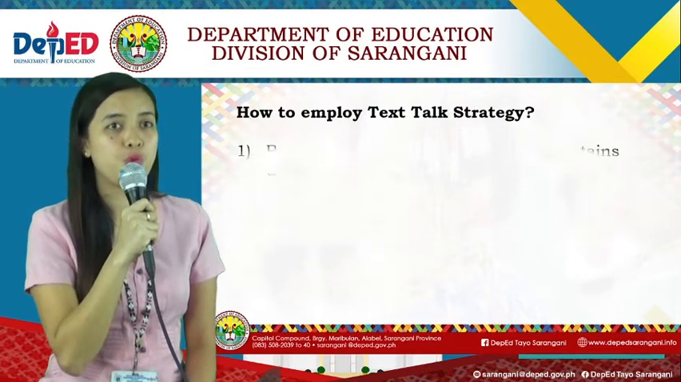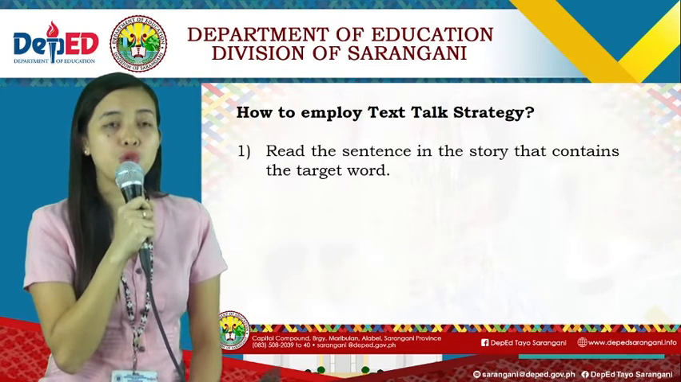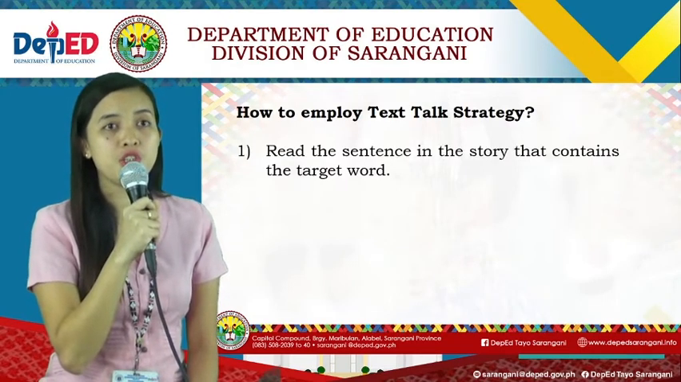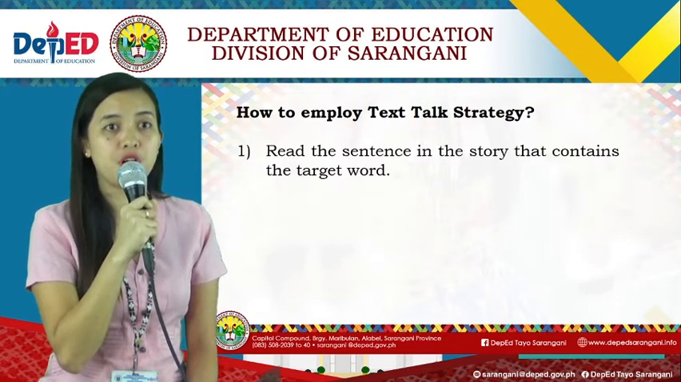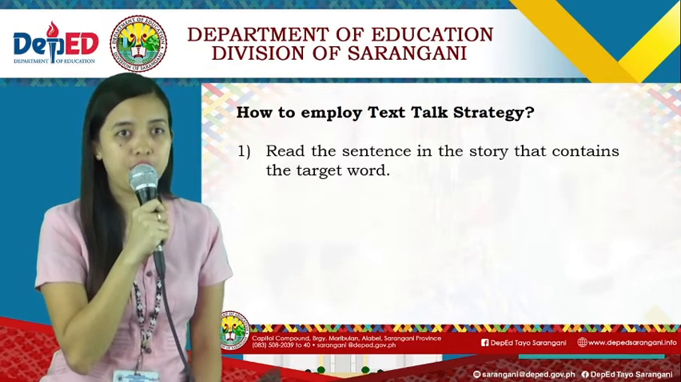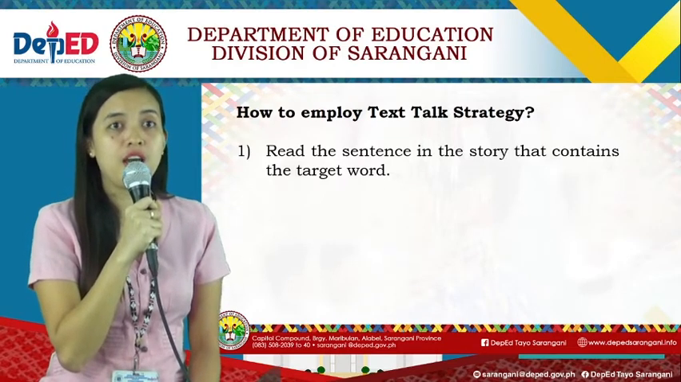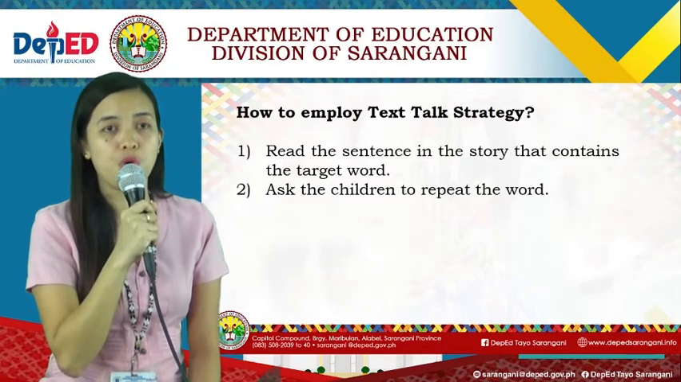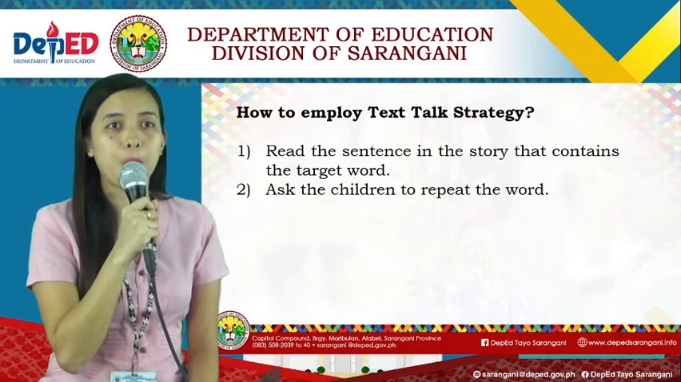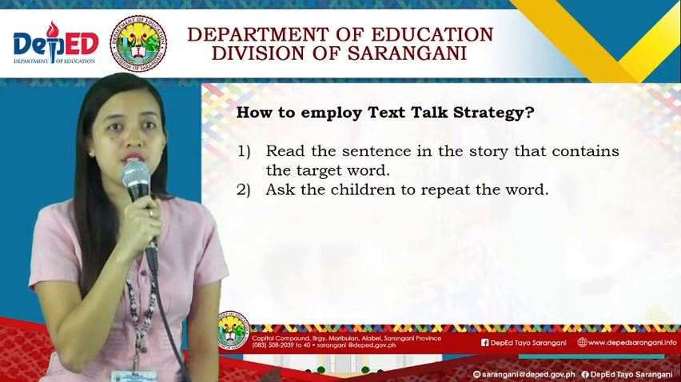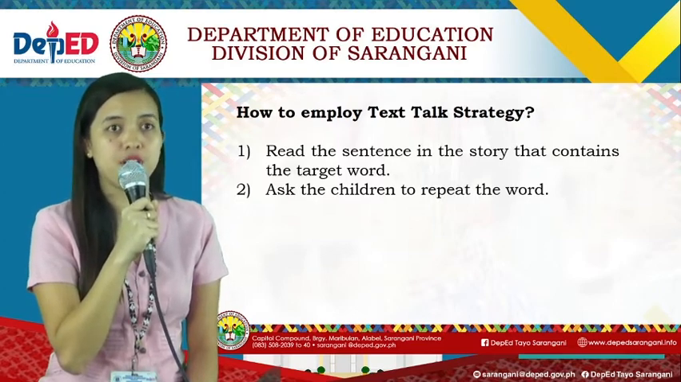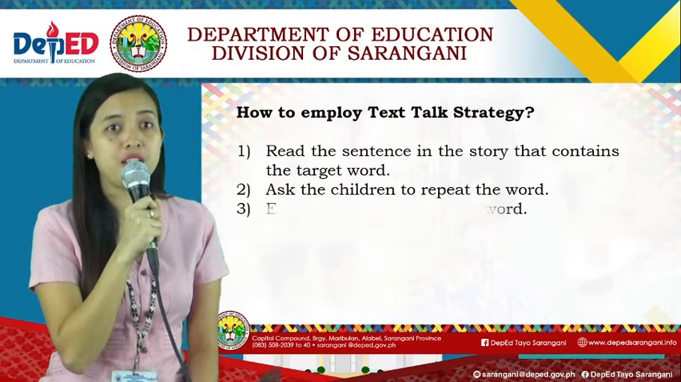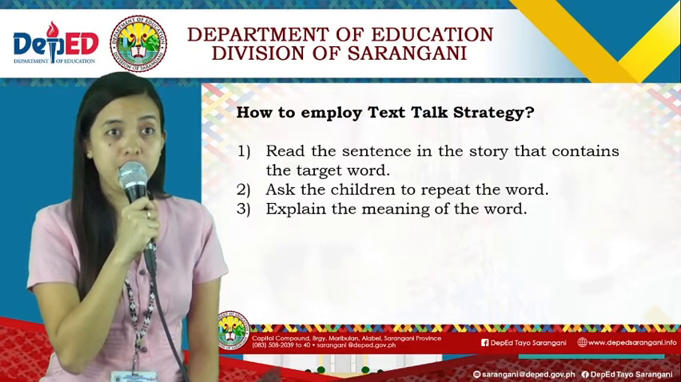So for the first one, the tutor or the teacher will read the sentence in the story that contains the target word. This target word is the word that we would like to introduce to our children. The second step is ask the children to repeat the word. Then the third, explain the meaning of that target word.